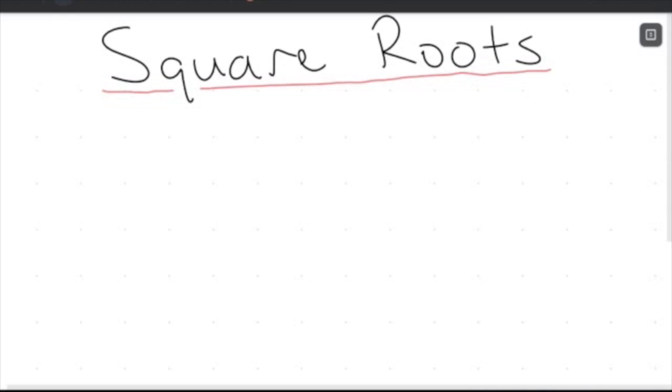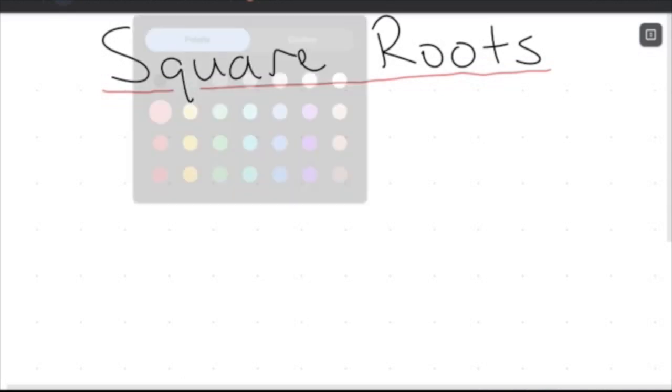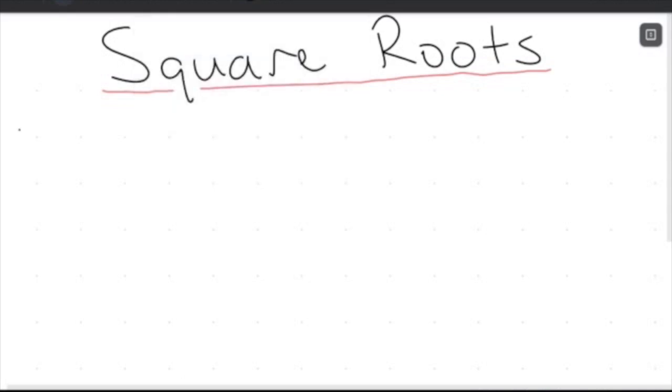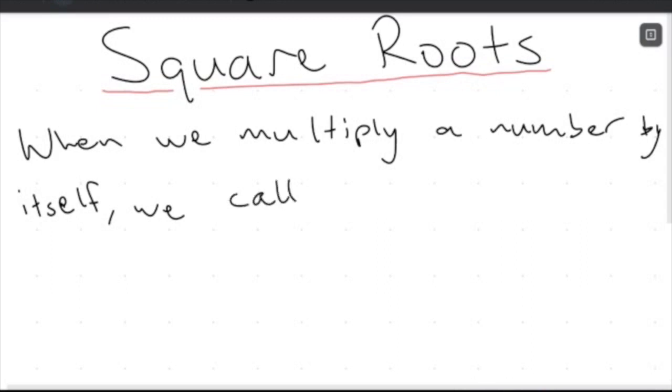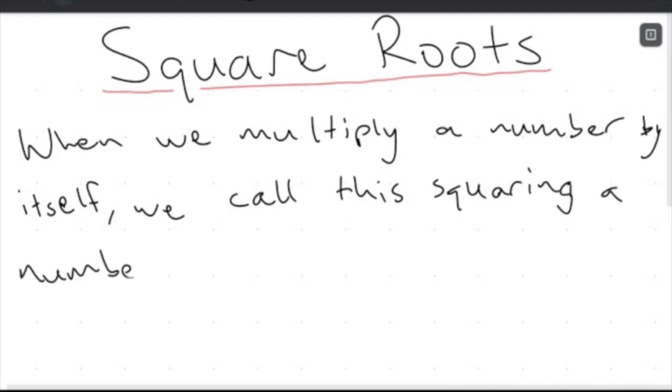So if we go back to when we talked about squaring numbers, just a little reminder. When we multiply a number by itself, we call this squaring a number. Just a little refresher, something we've talked about in the past.